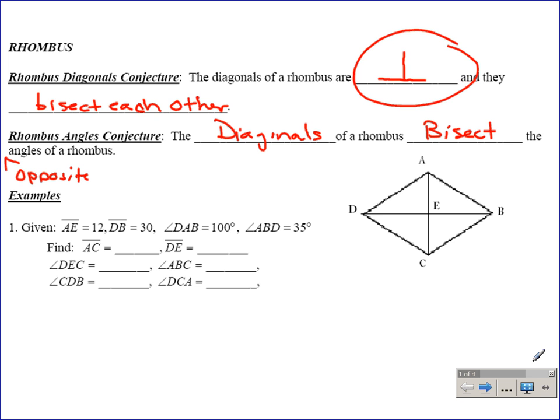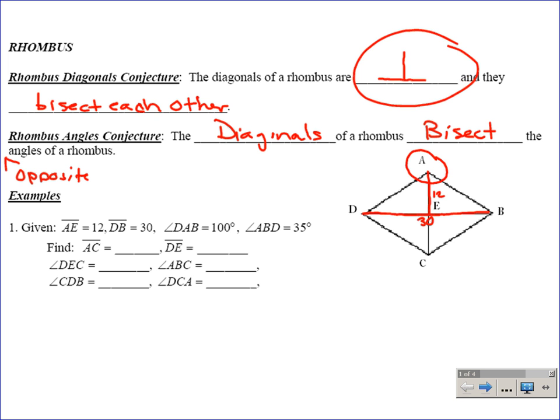So for instance, this says that AE is 12, so this distance right here is 12. So I'm going to label that on my picture. I always think it's a good habit for you guys to get into, to label your pictures with whatever information they tell you. Because DB is 30, so that's this entire thing here is 30. Okay? DAB, that's this top part here.